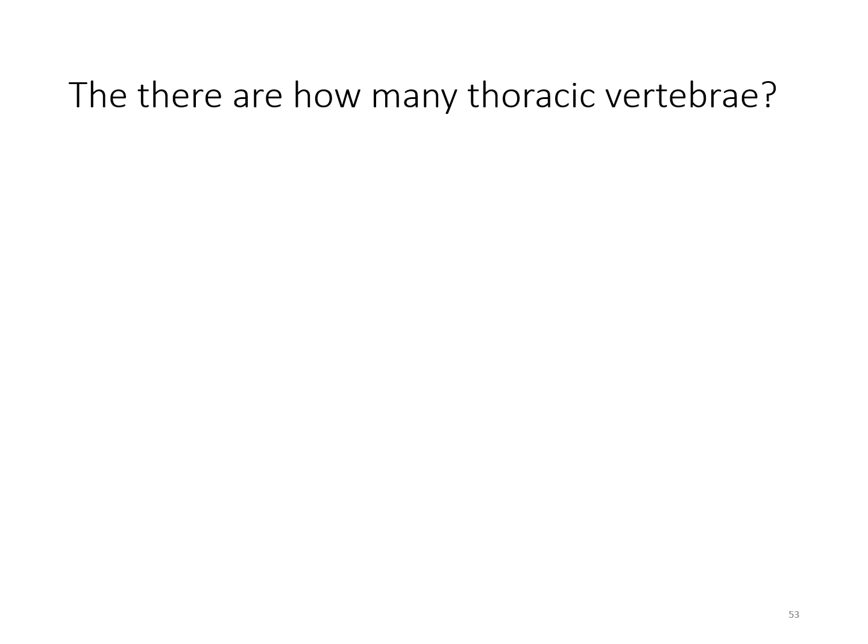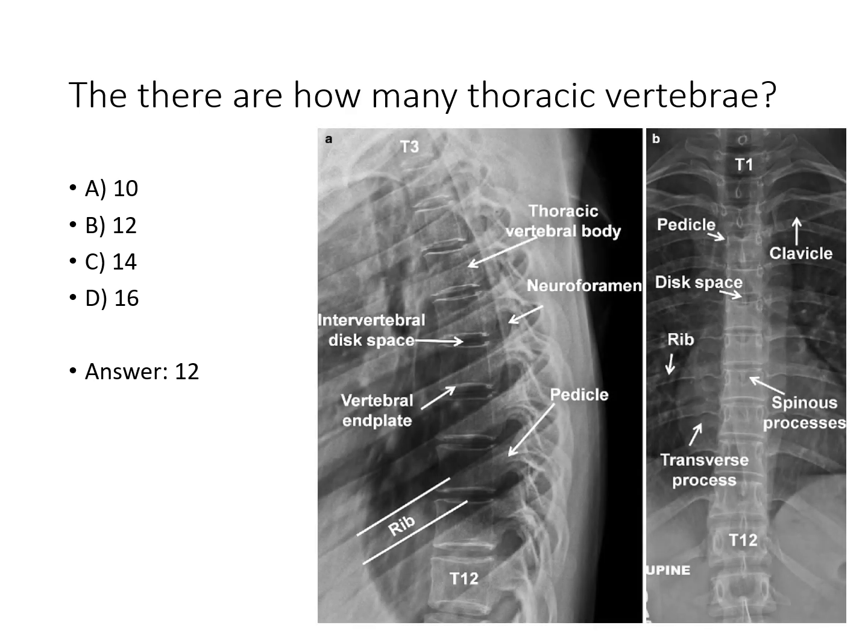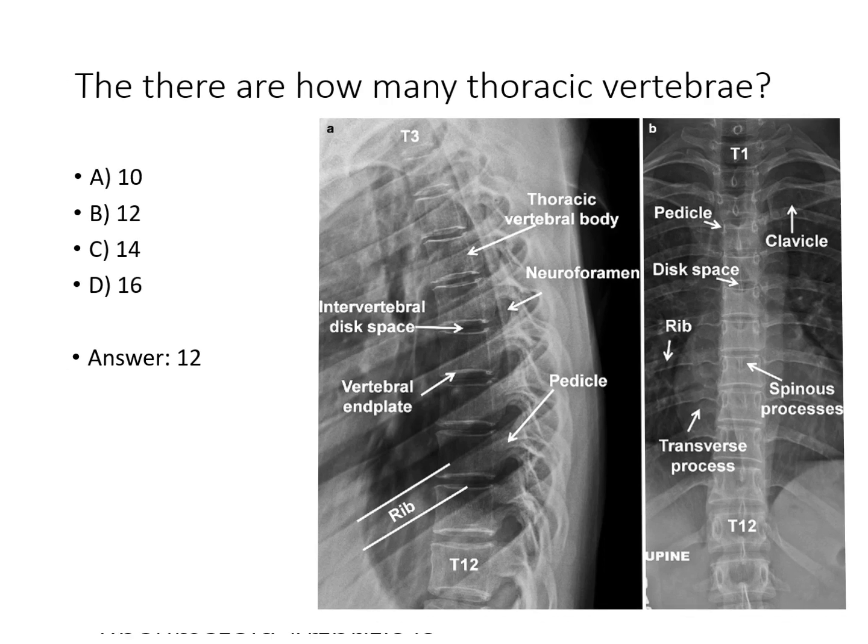Okay, next question. There are how many thoracic vertebrae? 10, 12, 14, or 16? The answer is 12. Well done. 12 thoracic vertebrae and 12 pairs of ribs. That's just some nicely labelled x-rays for you to become familiar with.